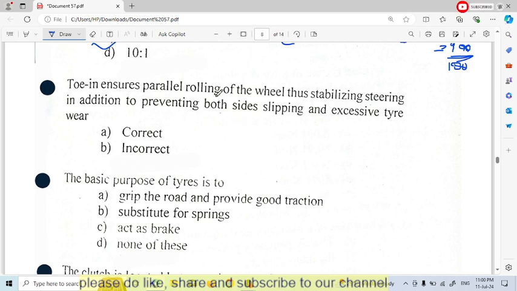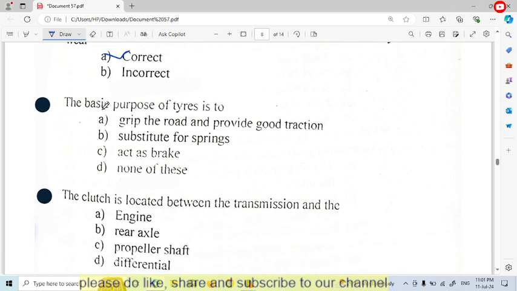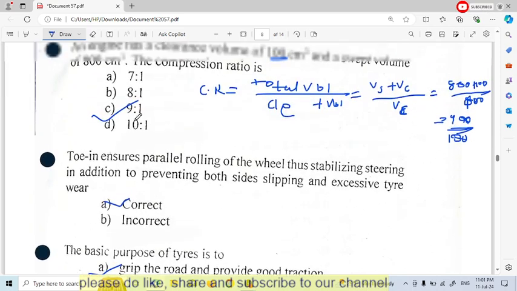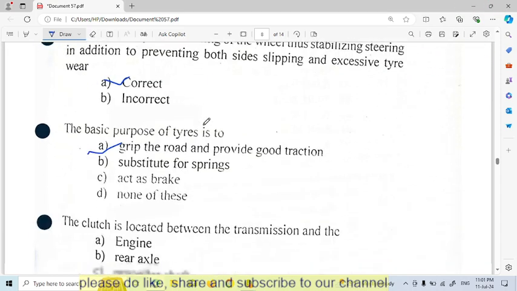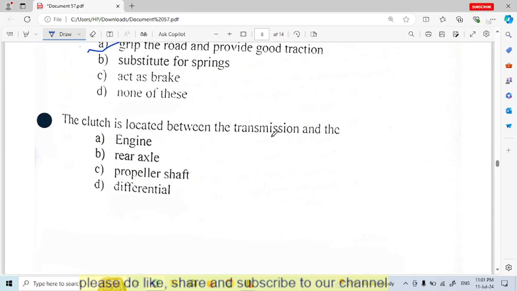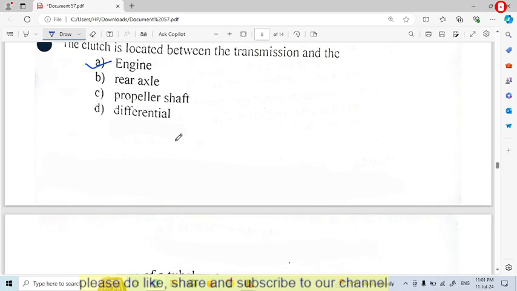So it ensures parallel rolling of the wheels, thus stabilizing steering, in addition to preventing both-side slipping and excessive tire wear. Okay. So this is the correct answer. Okay. The basic purpose of a tire is to grip the road and provide good traction. Option A is the correct answer. Next, the clutch is located between the transmission and the engine. Okay.